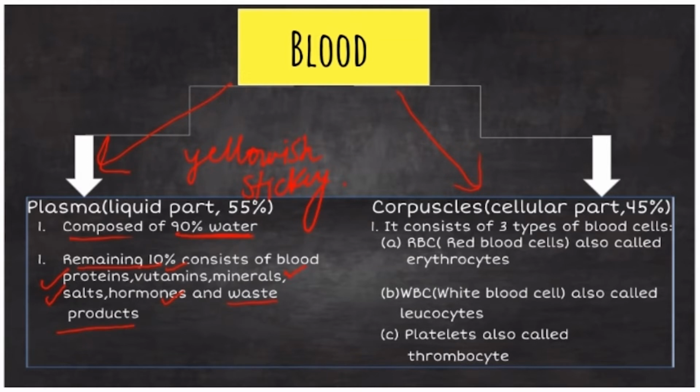waste products. The cellular part of the blood consists of three types of blood cells: the red blood cells, also called erythrocytes, the white blood cells, also called leukocytes, and the platelets, also known as thrombocytes.